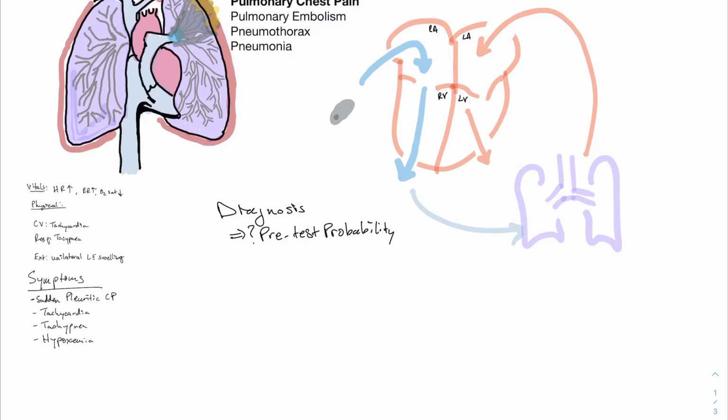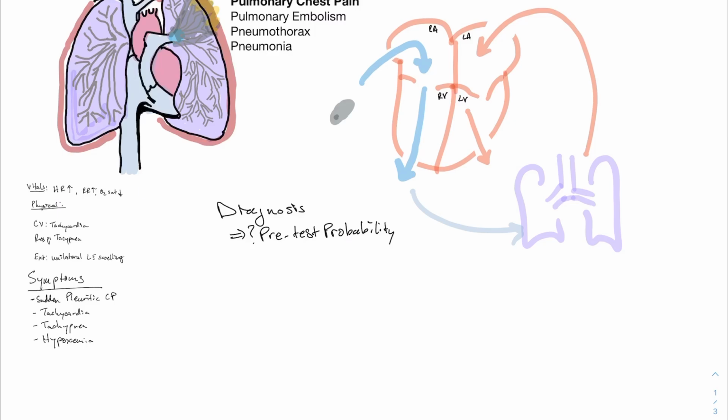So the diagnosis of a pulmonary embolism can actually be pretty difficult because it's not straightforward which test you should order. It's all centered around your pretest probability. And so what is a pretest probability? Well, it is the likelihood that this patient has that ongoing process. So for instance, in this case, it's going to be how likely is it that this patient has a pulmonary embolism before we do any tests?